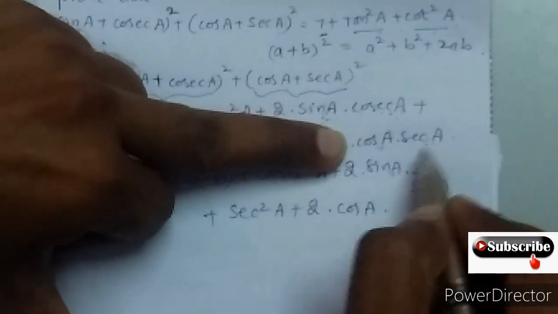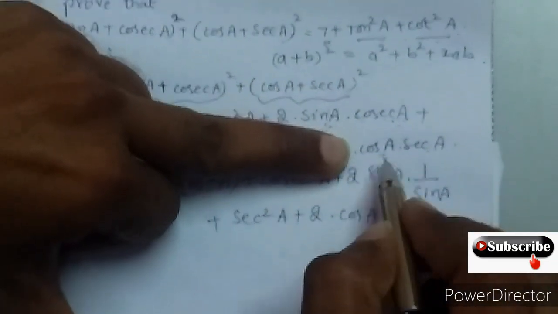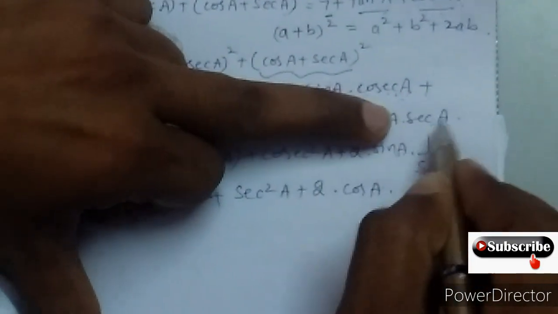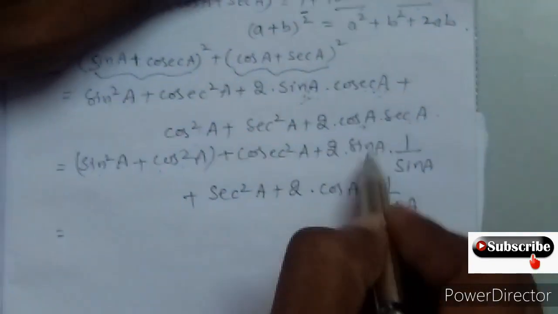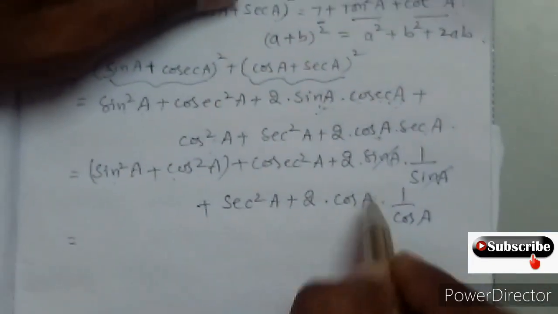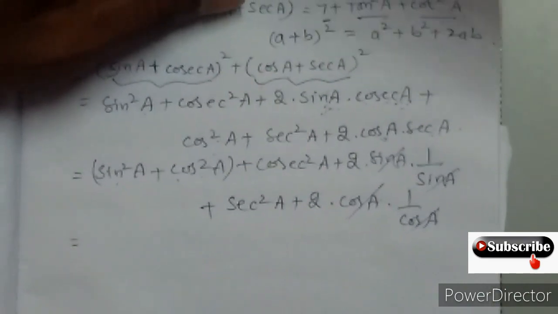Just here I am applying the reciprocal of secant A. So write cos A as it is. And what is the reciprocal of secant A? That is 1 by cos A. Now automatically this sin A and sin A get cancelled. Cos A and cos A get cancelled.